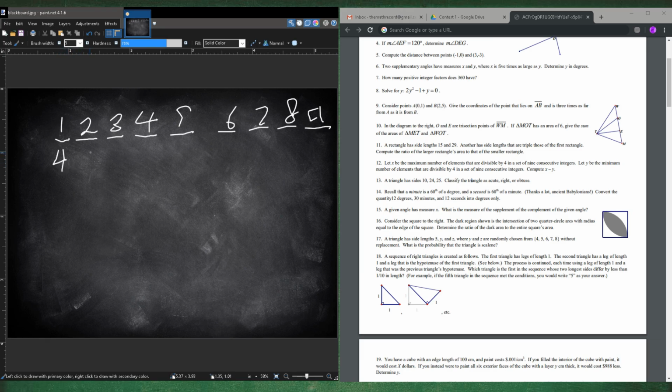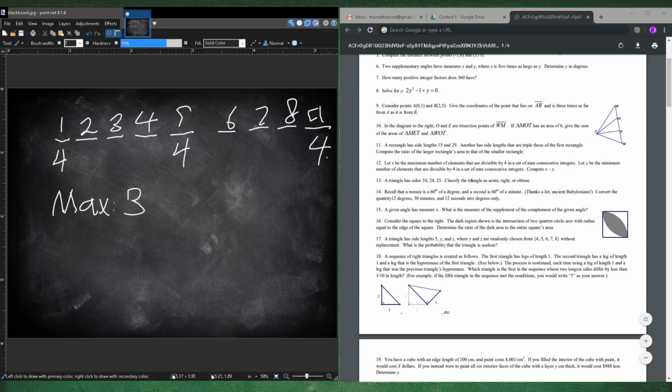So if you have a 4 here, that means this one's divisible by 4. So 1, 2, 3, 4. This one's also divisible by 4. 1, 2, 3, 4. So this is also divisible by 4. So the maximum amount is equal to 3, because there are 3 at most that are divisible by 4 in a set of 9 consecutive integers. Now let y be the minimum number of elements that are divisible by 4 in a set of 9 consecutive integers.